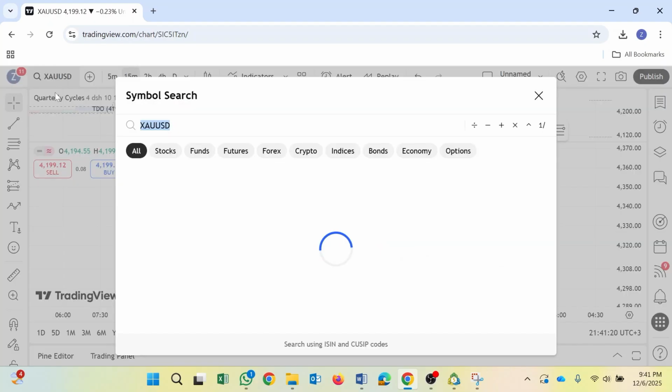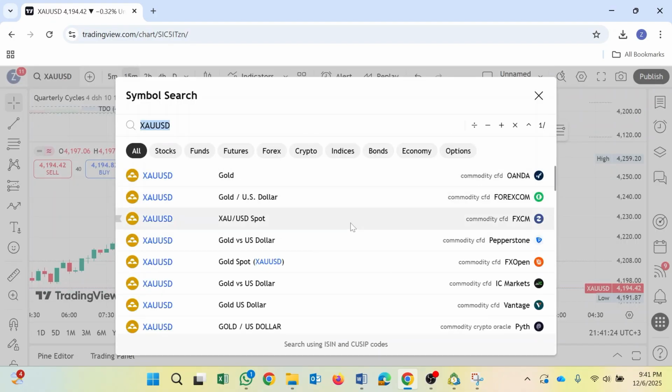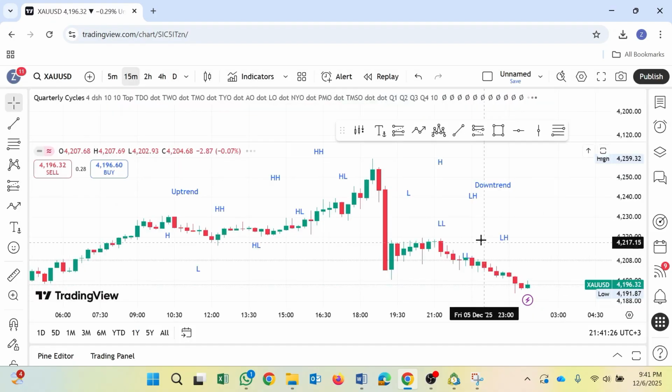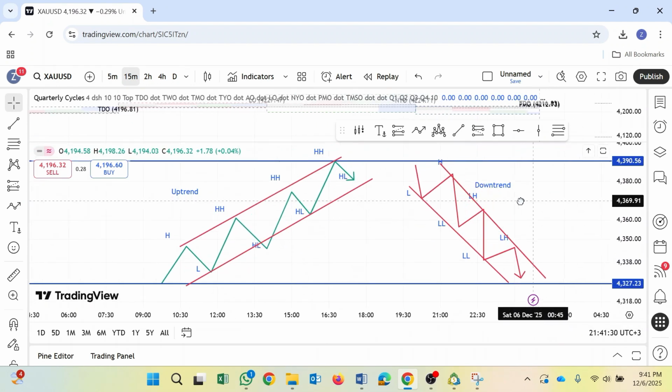Now, let me try see whether I can get the other chart I had opened where I've drawn the others. Where was it? Where was it? Hoping it's yeah, it is. Good. Thank you.